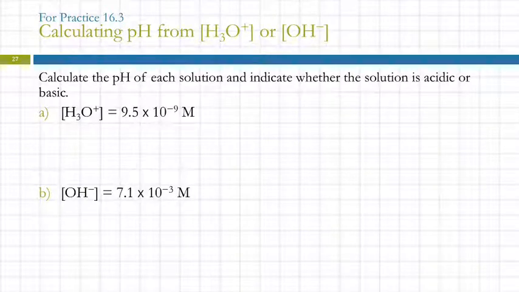So calculate the pH of each solution to indicate whether it's acidic or basic. So here we've got the hydronium ion concentration. So the pH is the negative log of that.